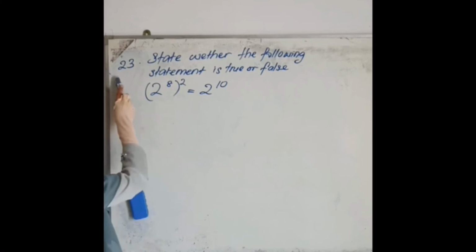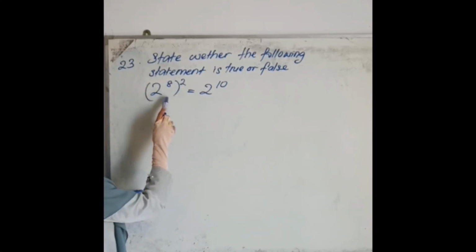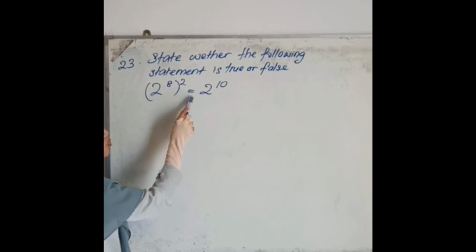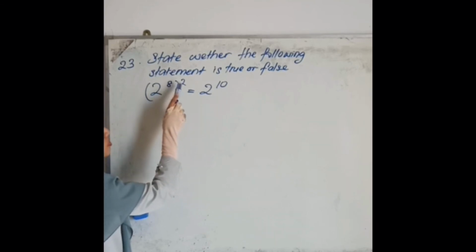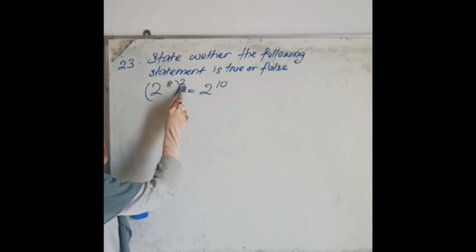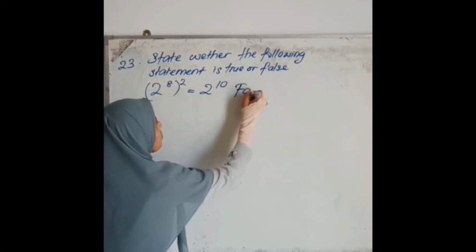Okay, number 23. State whether square of 2 to the power of 8 equals 2 to the power of 10. So the powers we should multiply. 8 times 2 equals 16. So the statement is false.